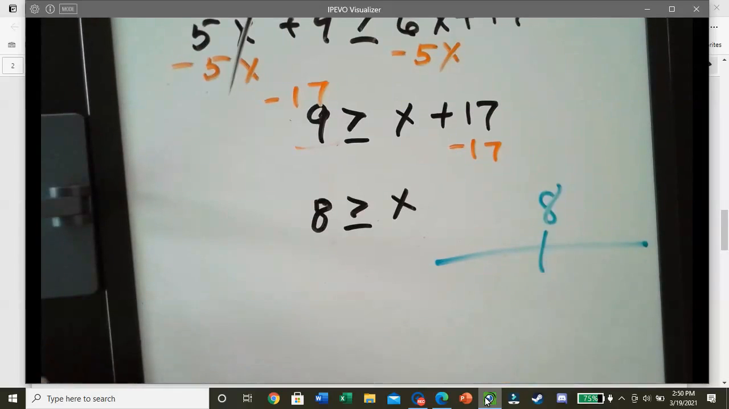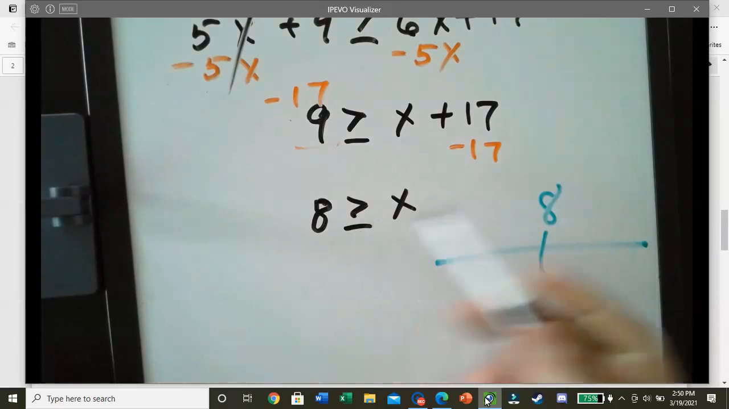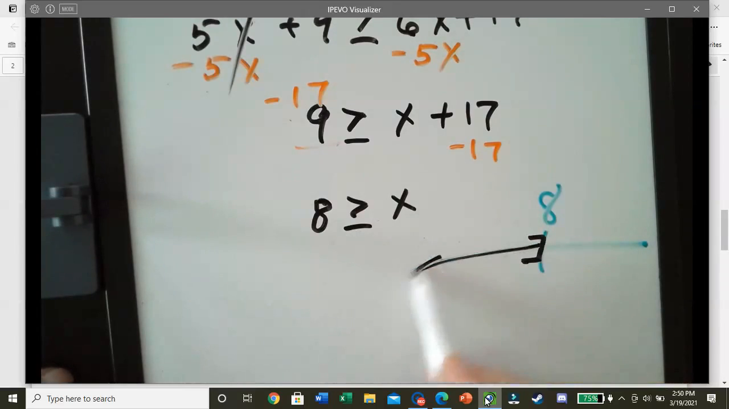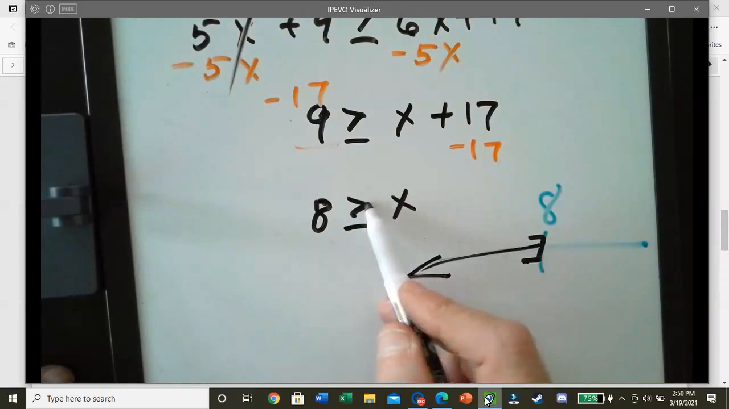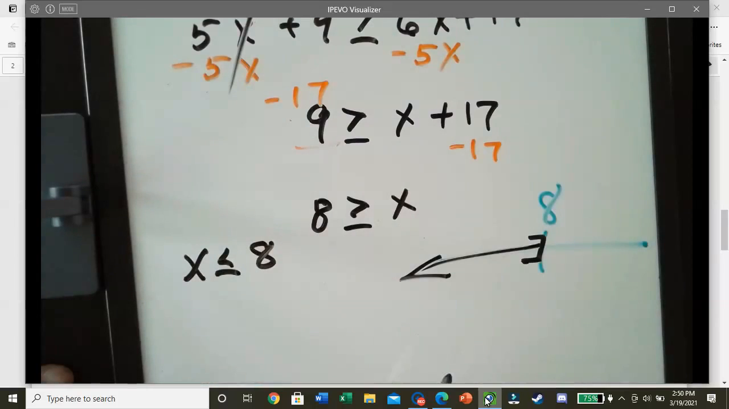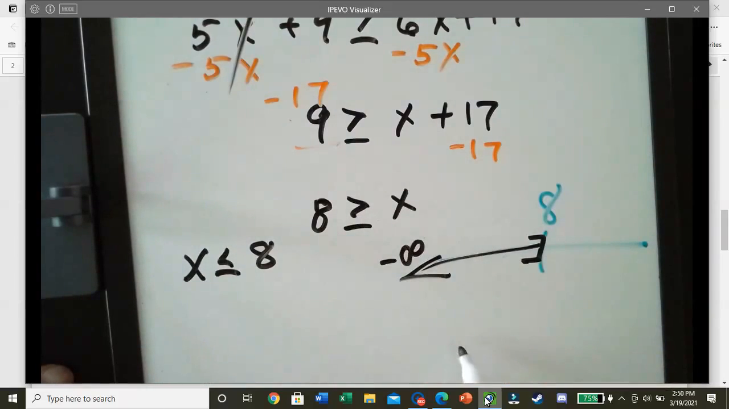So is the solution greater than 8 or less than 8? Yeah, x is on the small end, so it's less than. And it's less than or equal to, so it's a closed bracket, because x is on the small end. That would be the same thing as if you wrote it like this. X is on the small end. And the arrow always gets infinity.